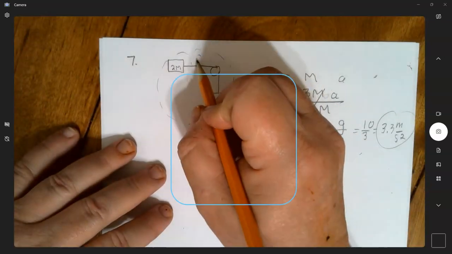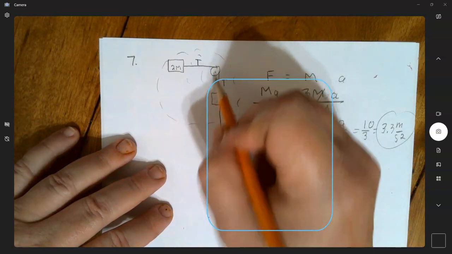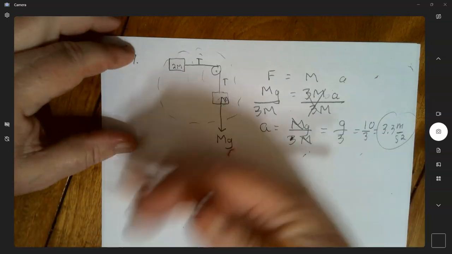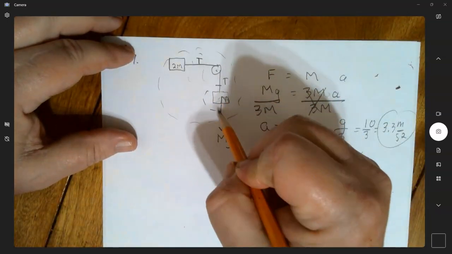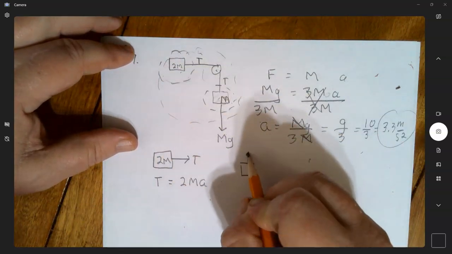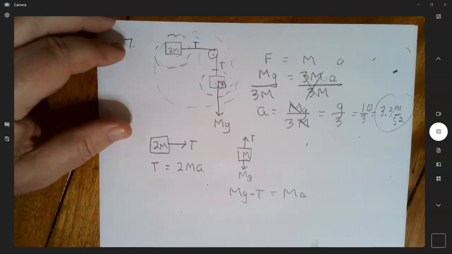Okay, so we only have one tension. This tension and this tension are the same. The pulley doesn't change the tension, it just changes the direction. So we're going to need to write the two equations. Okay, so there's the two equations.